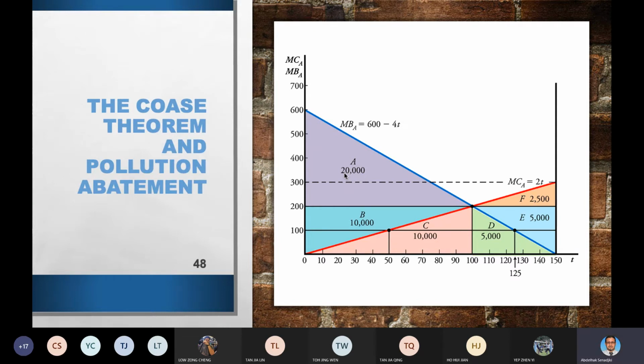So let's say we have an unfeasible situation, below 100, which is 50. If those people give this firm a payment of only 5K for the firm to reduce by only 50 tons, 50 times 100, so it is 50,000.